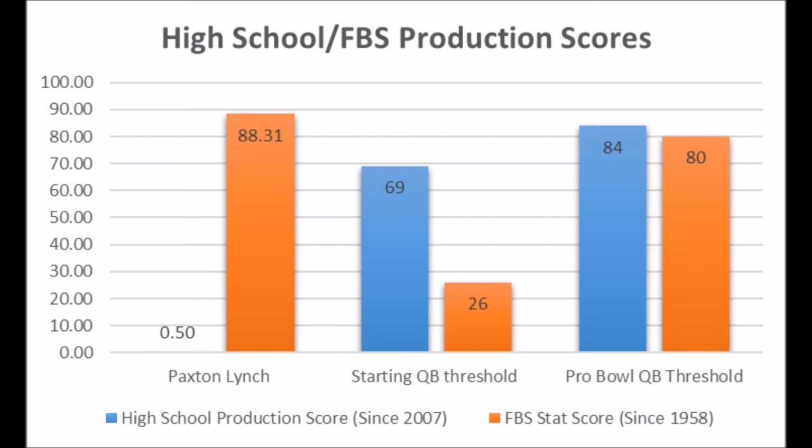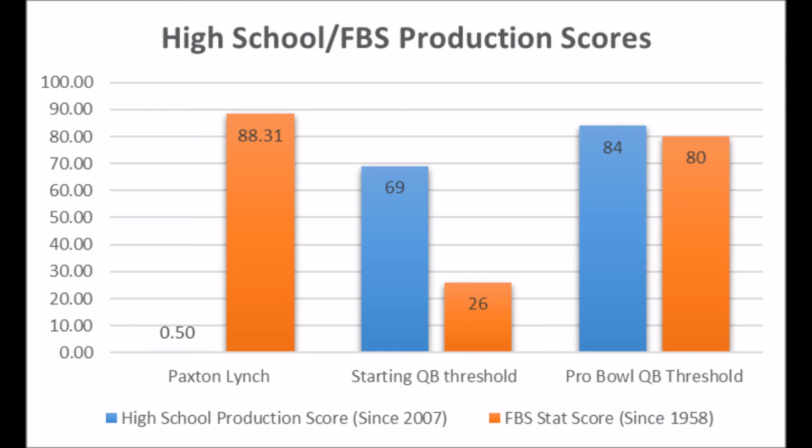Then we get to the hero, or at least the hopeful. You hope he becomes the guy in Paxton Lynch. Paxton Lynch, in terms of his high school production score, had a .50 high school production score. That's not a typo. It's a .50. He was not a very good high school production quarterback. Was basically bottom end in terms of his completion percentage and touchdown to interception ratio at the high school level.